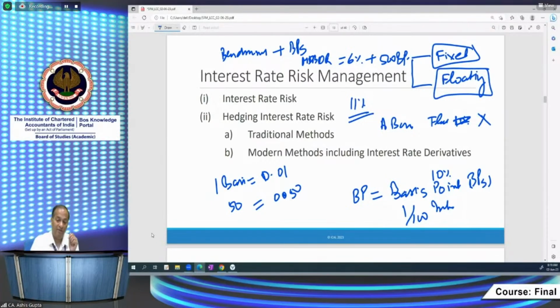Now tomorrow it may be possible that this benchmark rate increases. Here there will be a loss to the company. So in this chapter we shall discuss how they can hedge. There are traditional techniques as well as modern techniques. In modern techniques, we normally cover derivatives. All this has been covered here.